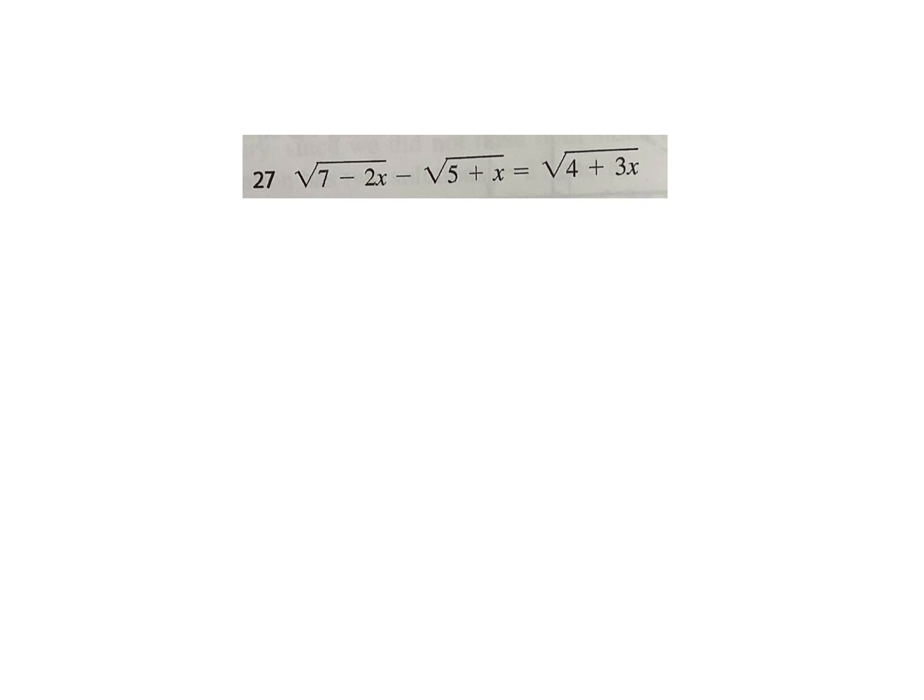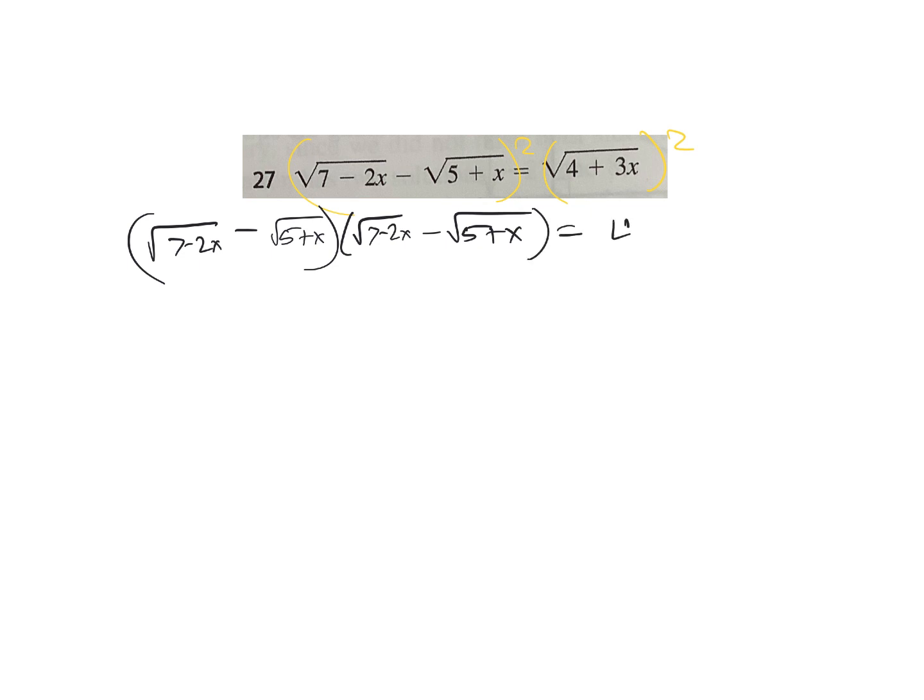Another ugly problem, but everything is a radical here. So we're going to square both sides and see how bad this really is. On the left, we're going to write this out. 7 minus 2x minus square root of 5 plus x. We've got two of them. 7 minus 2x minus 5 plus x. Just start whittling it away. And on the right, the radical goes away. So what do we have here?